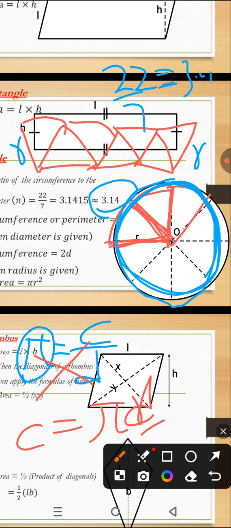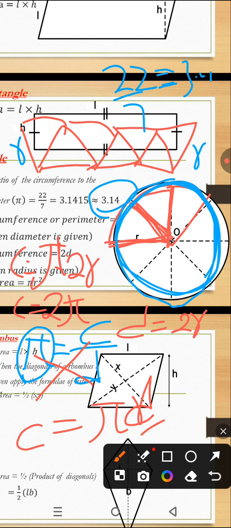Good. Now, extending it further, you know that diameter is equal to twice the radius, isn't it? So instead of writing pi d, you can say circumference is equal to pi 2r. But in mathematics, when arranging numbers and variables, you write the numbers first. So 2 pi r. That's what happens.